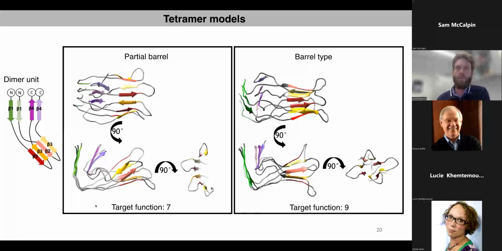But what we do also learn from this modeling is that both of these can form structures with quite a low target function, 7 and 9 for these two in CYANA, and target functions below 10 really don't have serious clashes in the structure.